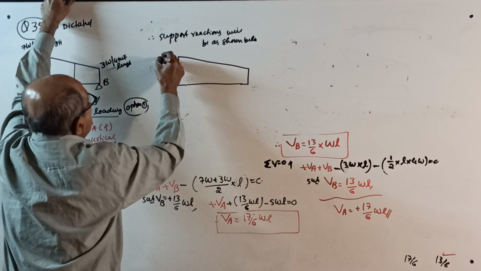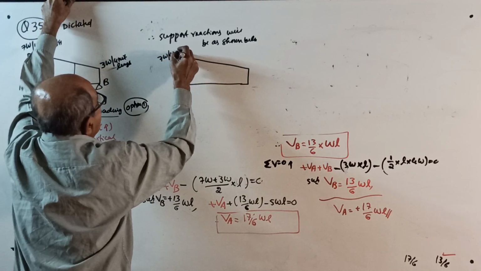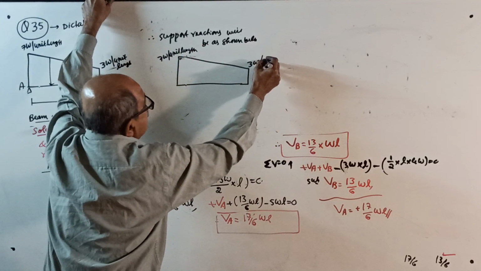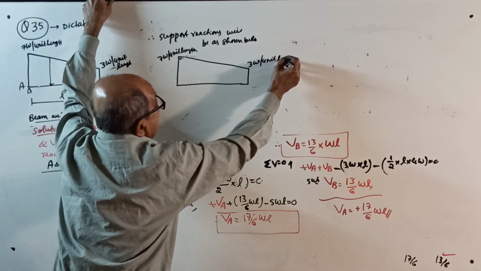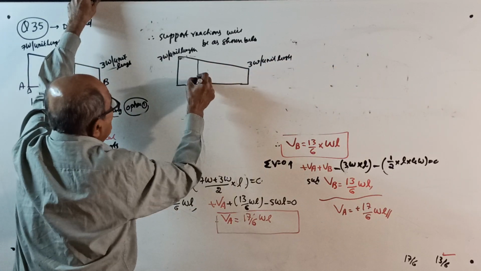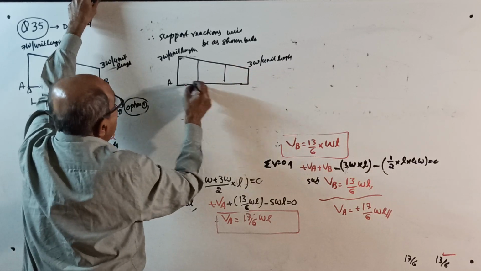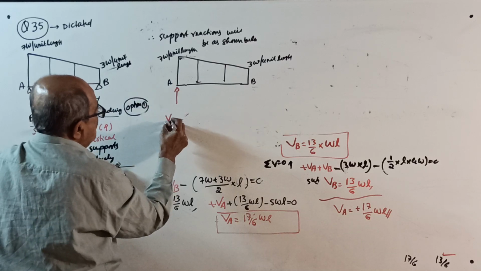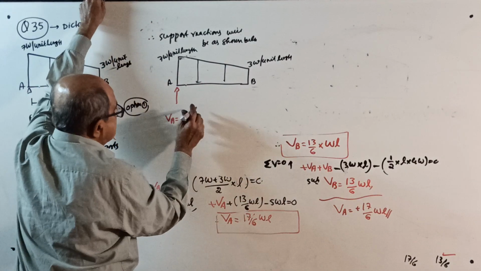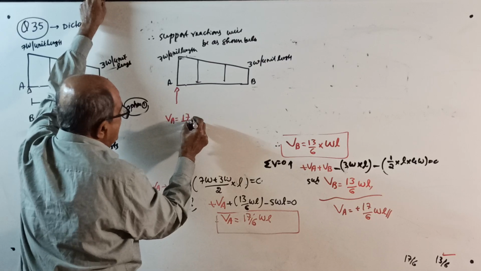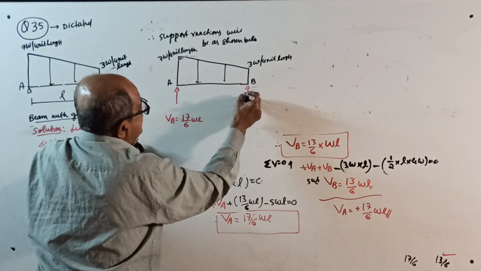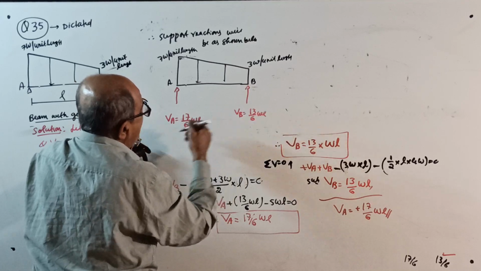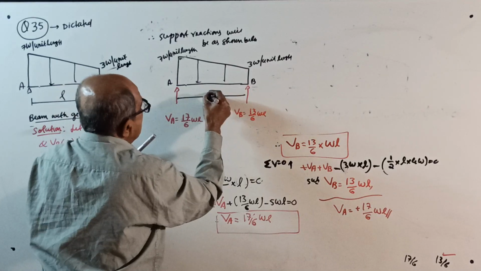It is 7W per unit length here. See, I never write kilonewton per meter. This is 3W per unit length. It can be kilonewton per meter or newton per millimeter. That's all not our problem. This is A, this is B. Then this reaction VA equal to 17 by 6 WL. This reaction VB equal to 13 by 6 WL. Span is L. Yeah, over.